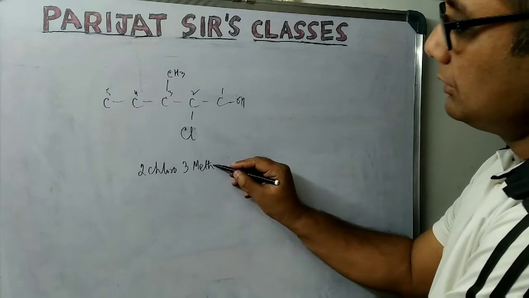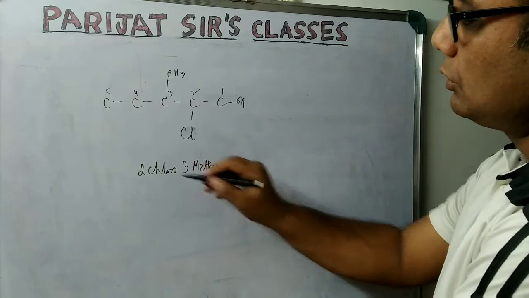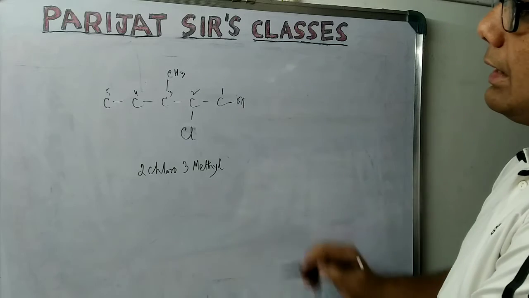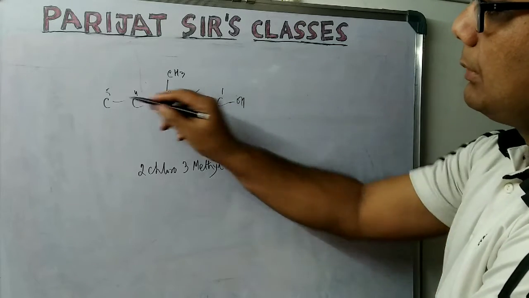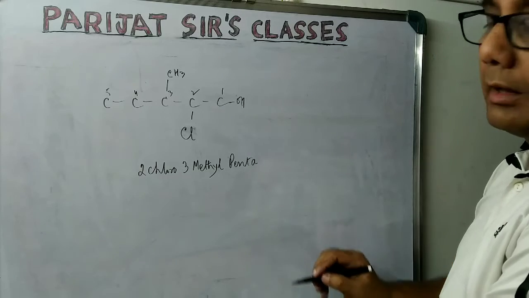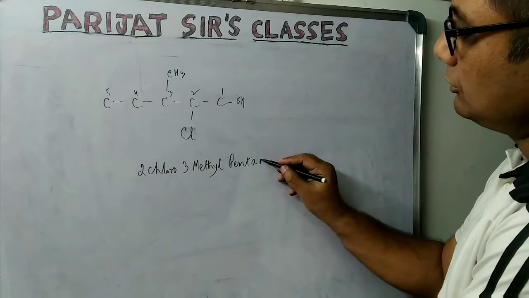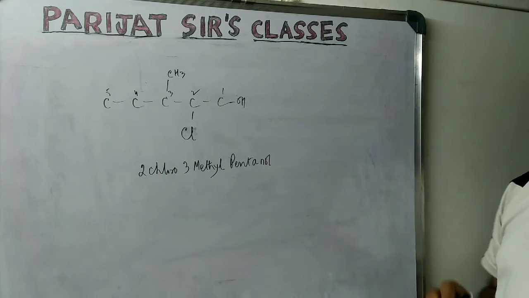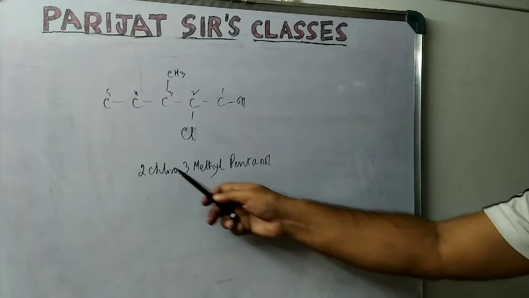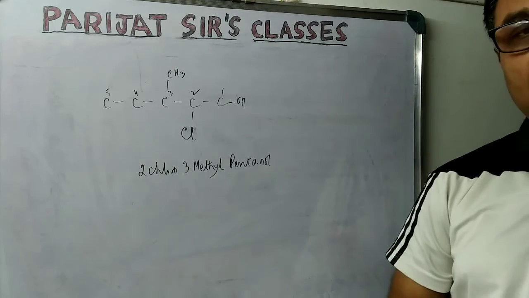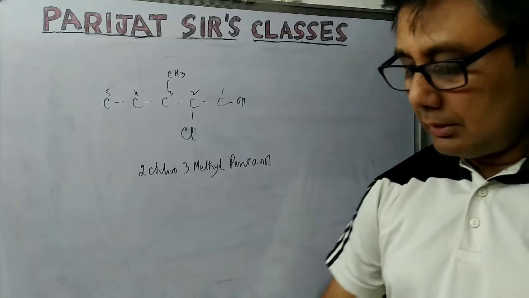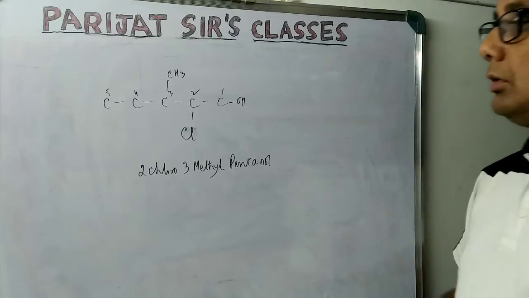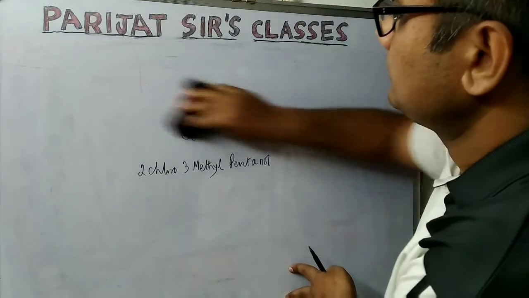I told you, 2-chloro, 3-methyl, and then it's 5. So pent, all carbon atoms single, so ane, and functional group is alcohol, so nol. So this is the name: 2-chloro, 3-methyl pentanol is the name of this compound. Okay. So let's see one more.